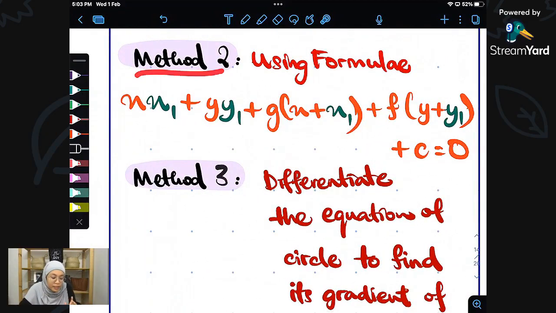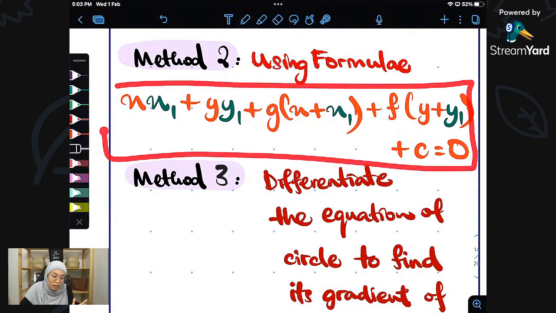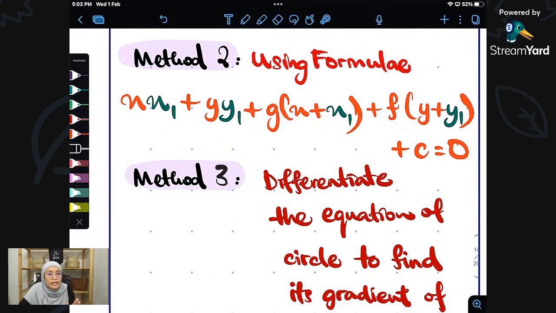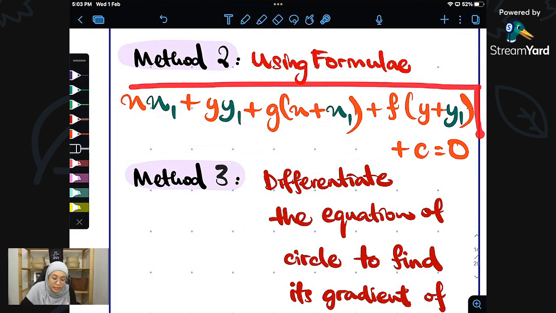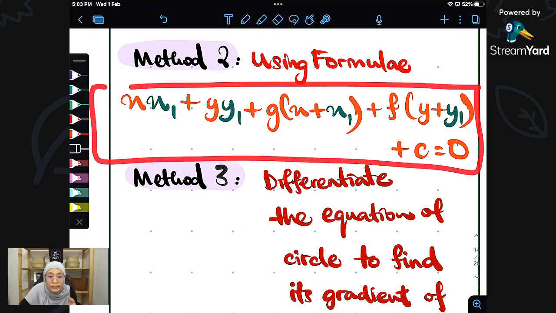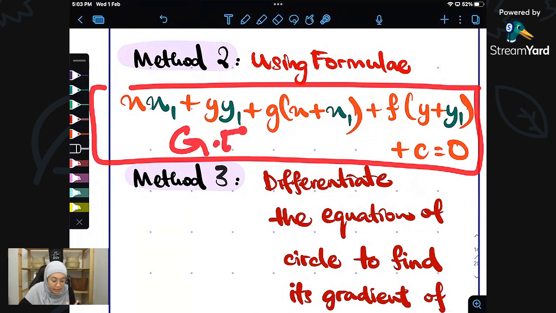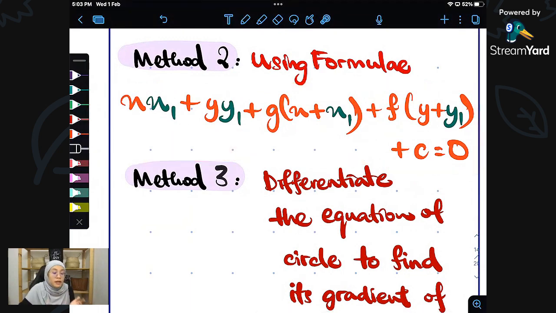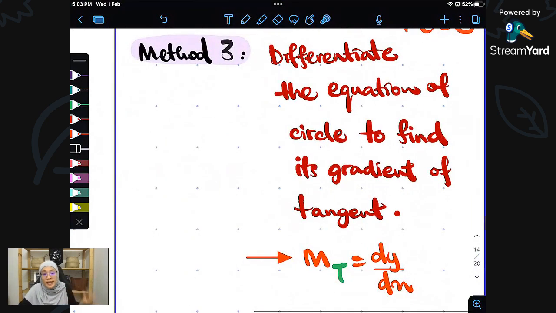Method two is just using a formula. The formula here is quite long, okay? If you look closely, it is almost similar to the general equation of the circle, isn't it? Almost the same, but not the same. We have a bit of a difference there. It's okay. Now let me introduce you to the next method, which is method 3.